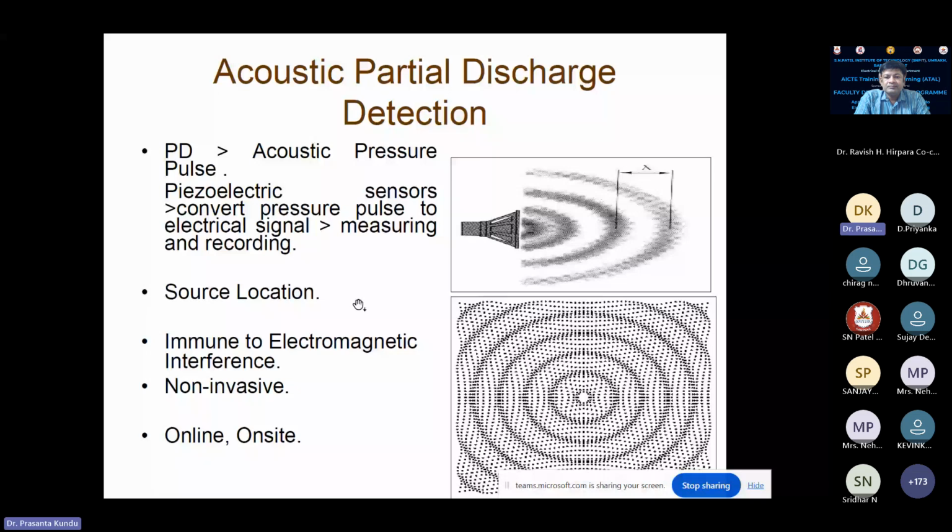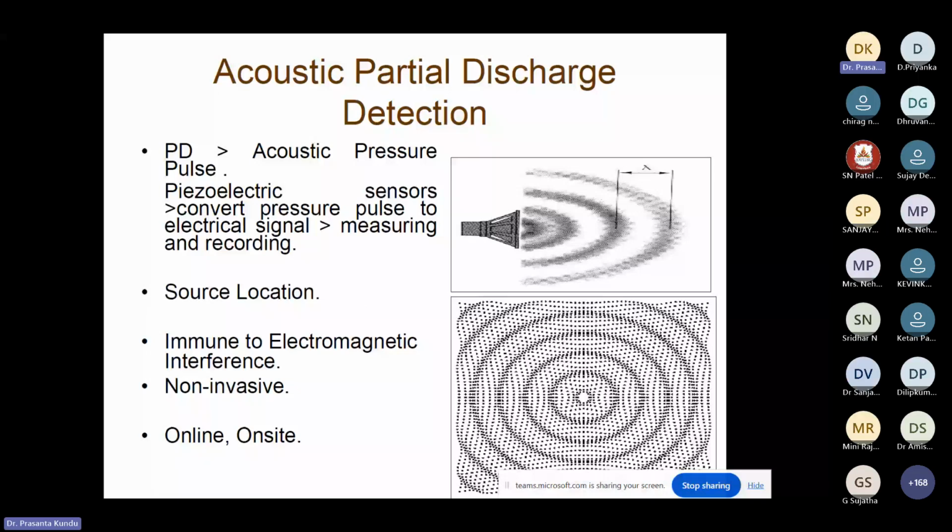This is normally in a different frequency zone. It is normally said that if the energy of the discharge is high, then the frequency will be low. If the energy of the discharge is low, then the frequency will be high. The pressure wave, the acoustic wave frequency, will be high, which means low intensity.